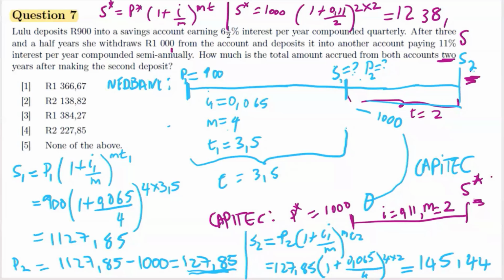Then at Capitec, your final amount is 1238. That's what is going to be reflecting on your bank statement. So your total amounts on these two banks are the two amounts, 1238 and 145.44. Is that clear?